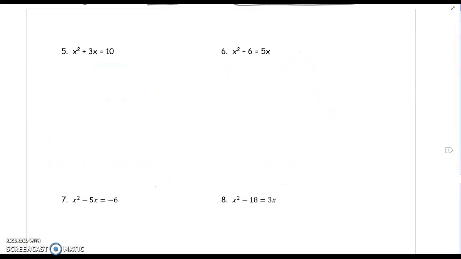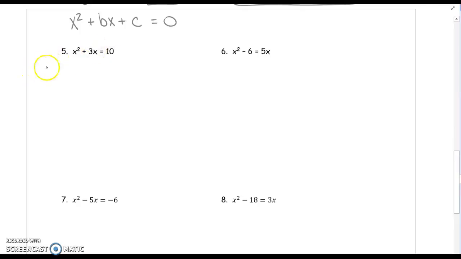You want your equations to be x squared plus something times x plus a number equals 0. Number 5 does not say equals 0. Is there a way, using actual math practices, to make that 10 go away on the right side of the equation? Subtract 10 from both sides.